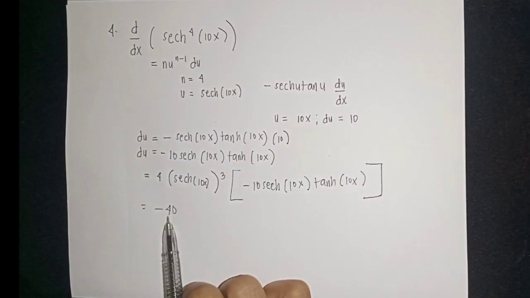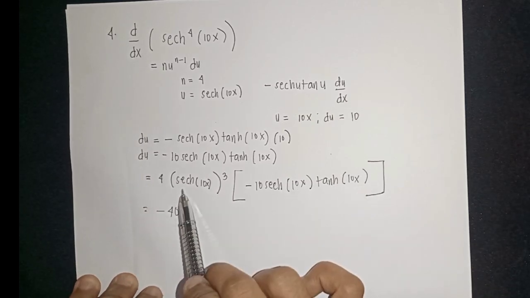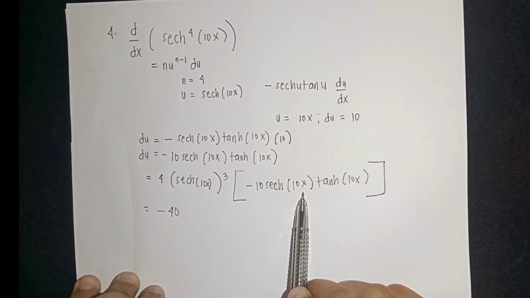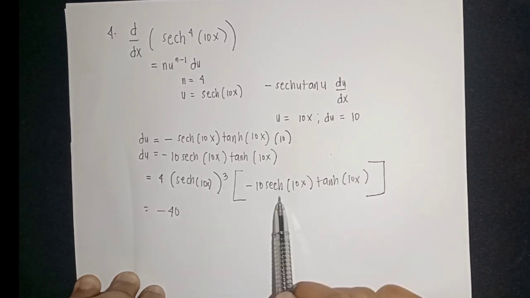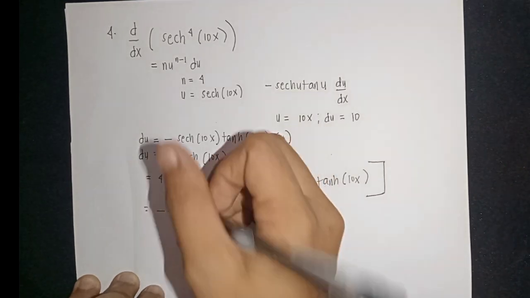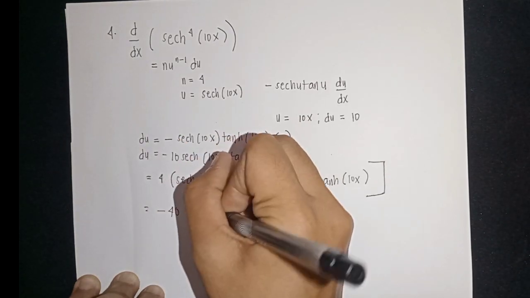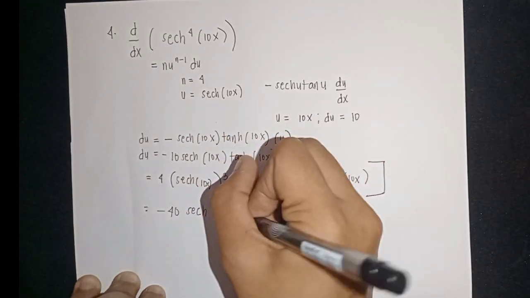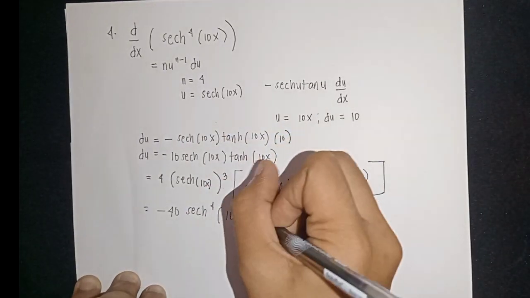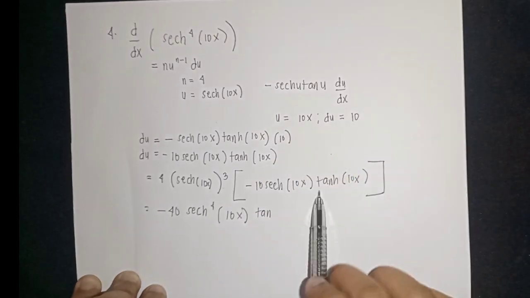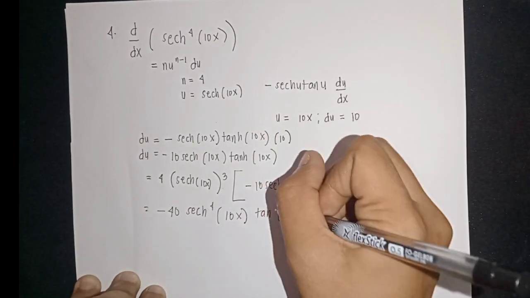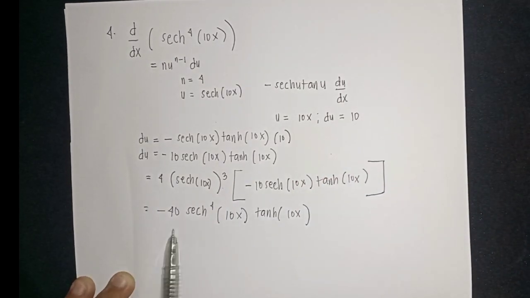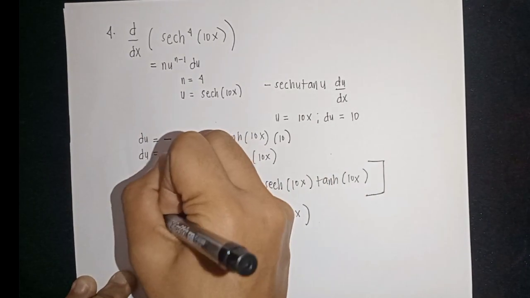So we notice that the sech 10x in the parentheses and the sech 10x in the bracket are the same, so we are going to combine them into one. So we're going to write the sech raised to 4 because 3 plus 1 is 4. Then copy the remainder, which is tanh 10x. So this is our final answer.